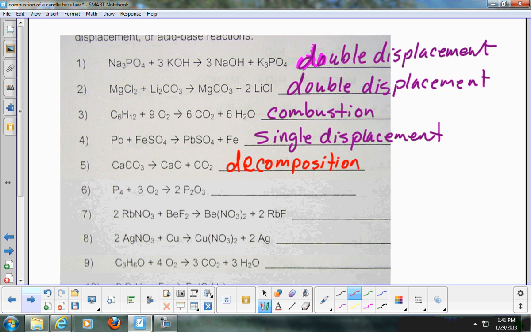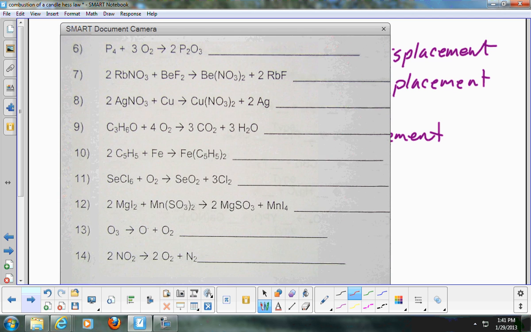What about number 6? Synthesis. 2 things going to 1. Synthesis. Okay, I'm going to give you a few minutes. I want you to finish the rest, so then I'm going to have different people put it up on the board. So, do your best. I'll just come around and give you a number and have you put it up on the board.